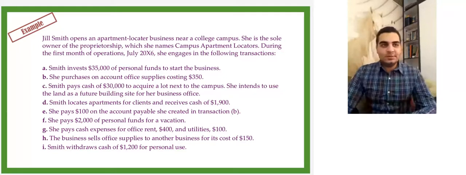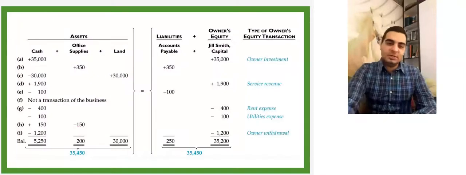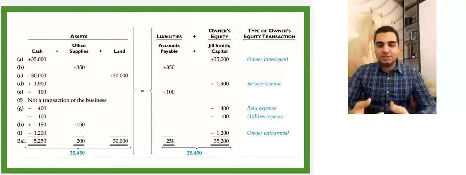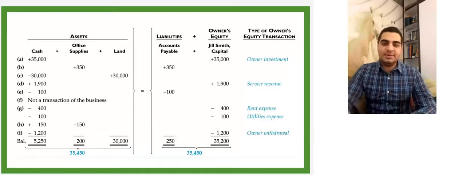For the next one, Smith locates apartments for clients and receives cash of $1,900. In other words, she performed a service. So our cash increases by $1,900. And on the other side, our Jill Smith capital increases by the same amount. It's a service revenue.